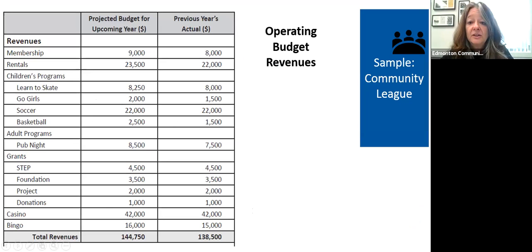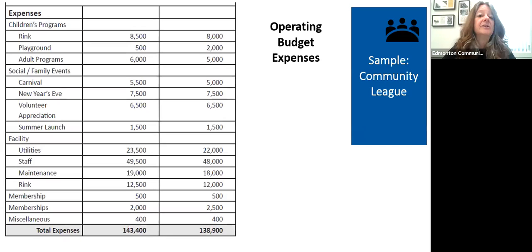What that could look like, here's an example of a very simple budget. It's just showing your projected budget for the upcoming year and the previous year's actual figures. So here's what we're budgeting. Here's what we actually spent in that last year. You can kind of go through that with the board and let them know of any changes and why any changes would be made. Here's your expenses.